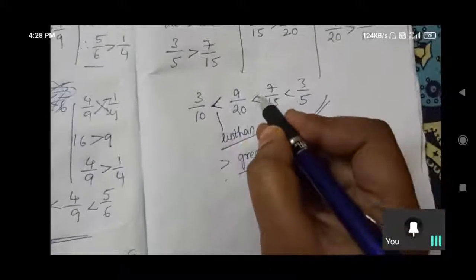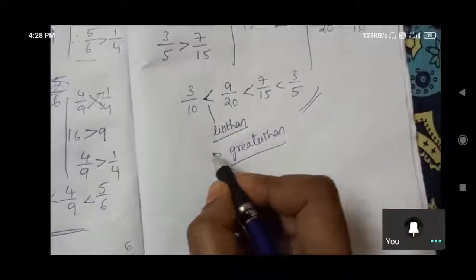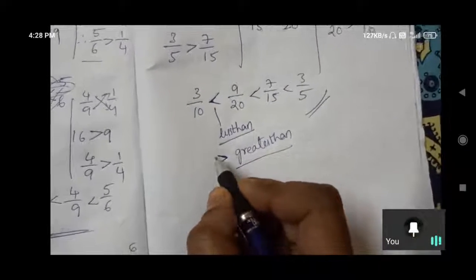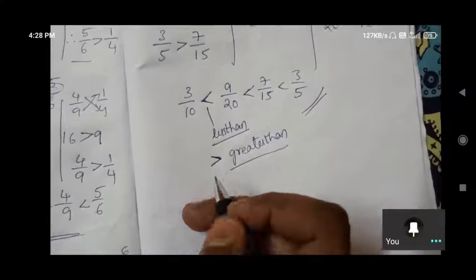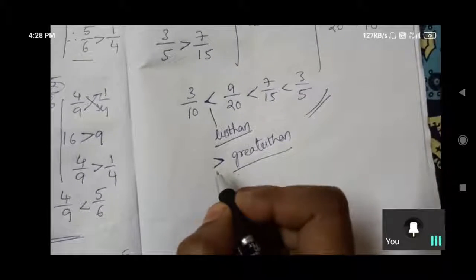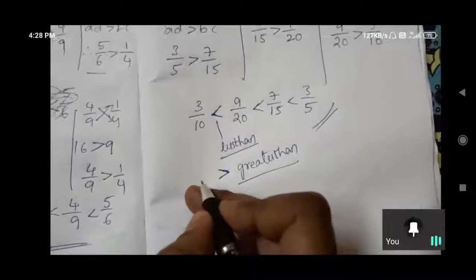Okay na? Open mouth side is bigger. If like this we can keep, the open mouth comes here. So the number present on the open side, that one is bigger. Don't get confused. Okay na?